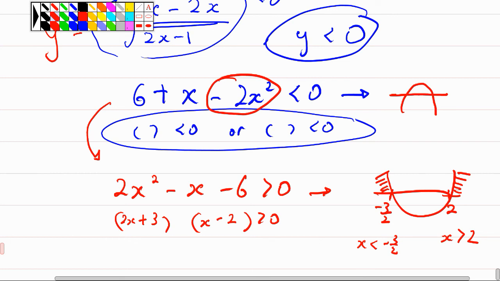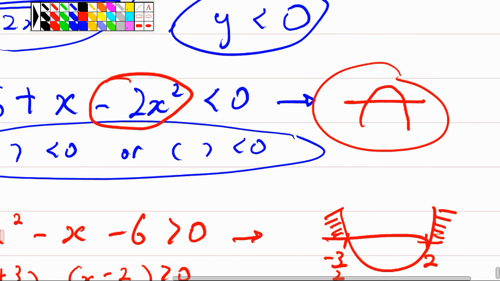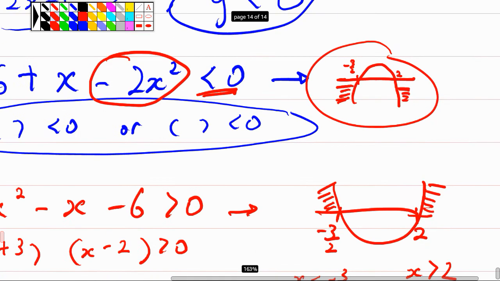Now, let me work with this. Same thing. This is 2. This is negative 3 over 2. I want less than 0. Where is it? Top or bottom? Look, less than 0, I want the bottom. I want here, I want here. Do you see it's the same answer?